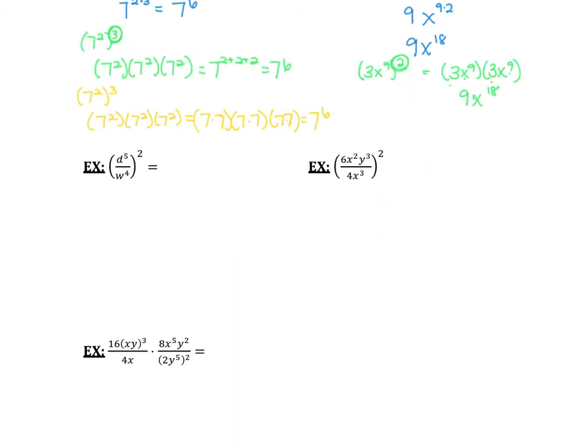Okay, here we have d to the 5th over w to the 4th squared. So I'm going to take that squared and I'm going to distribute it to each of my variables. So really what I have, if I were to take this step to write it, is d to the 5th squared over w to the 4th squared. And d to the 5th squared is d to the 10th over w to the 8th. And since these bases are not the same, w and d are not the same, this is as simplified as this problem can get.